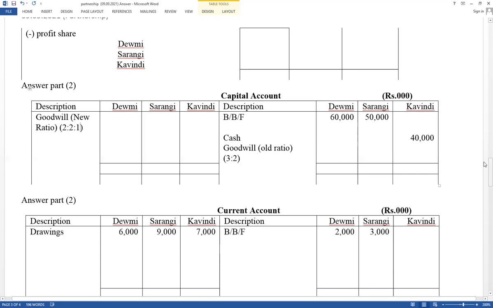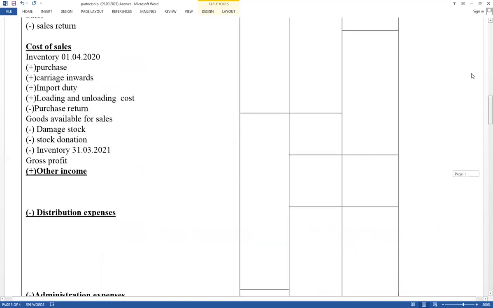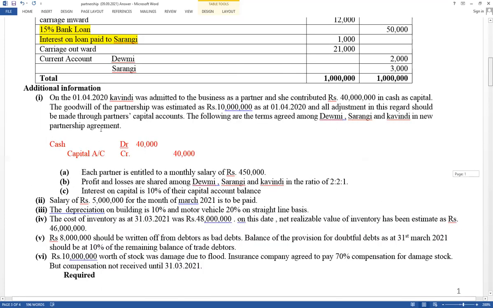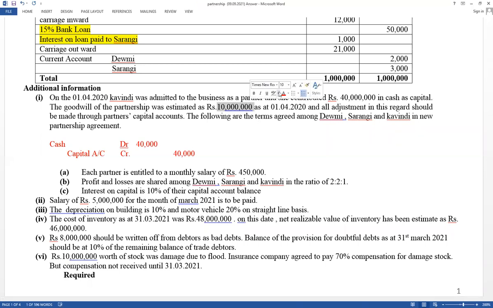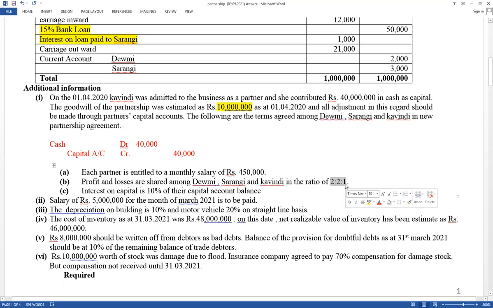Now see the goodwill of the partnership. It has given additional first one, goodwill of the partnership. Therefore, this is a goodwill of the partnership equal to 10 million. Therefore, this value should be adjusted to the partners' capital accounts. New ratio also given in the agreements. It has given 2:2:1. And old ratio it has given from the beginning.